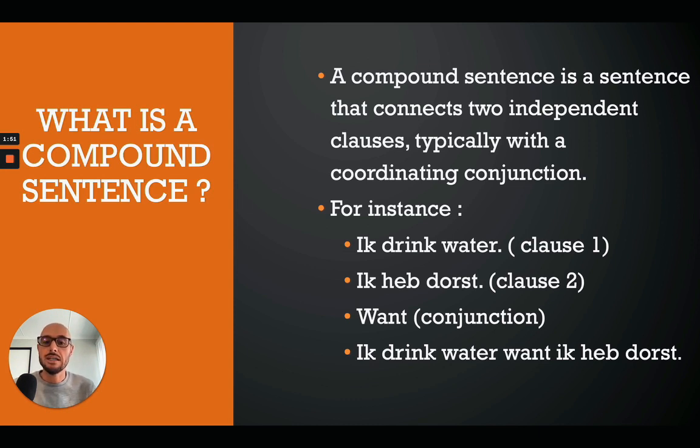Alright, so now we are going to connect these two clauses and make a compound sentence. "Ik drink water", so that's our first clause. Then we have "want", our connecting word, or conjunction. And then our second clause, "ik heb dorst". So as you can see, clause 1 and clause 2 have been connected by a conjunction. And this is an example of a compound sentence.